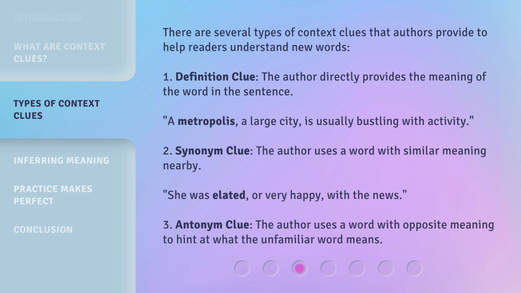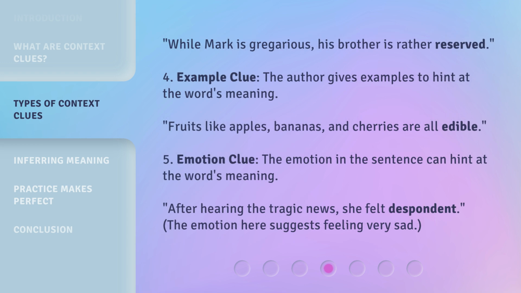2. Synonym clue. The author uses a word with similar meaning nearby. She was elated, or very happy, with the news. 3. Antonym clue. The author uses a word with opposite meaning to hint at what the unfamiliar word means. While Mark is gregarious, his brother is rather reserved.